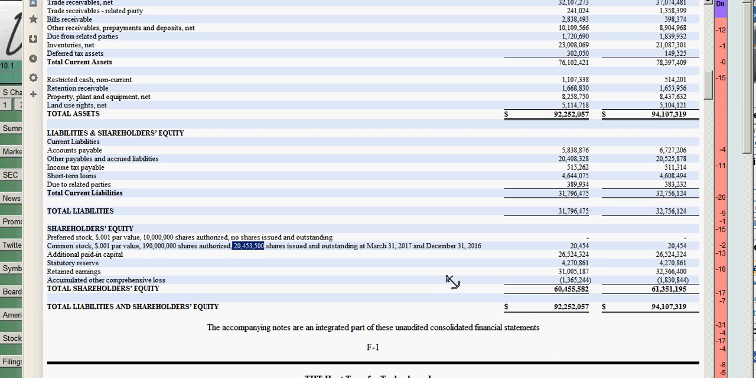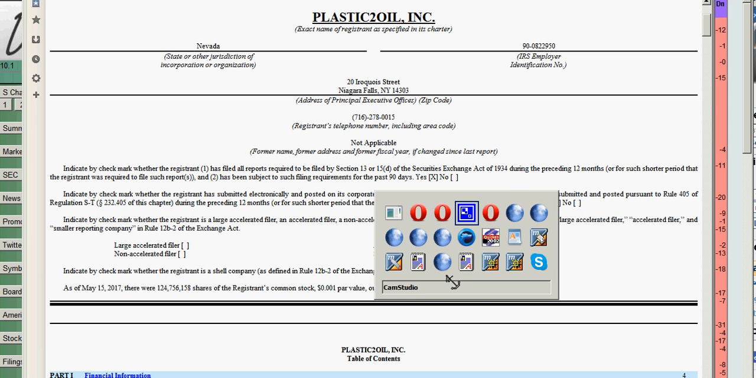Now, what are they trading at? We're going to go over here to DDAmanda real quick and look. Okay, THTI.